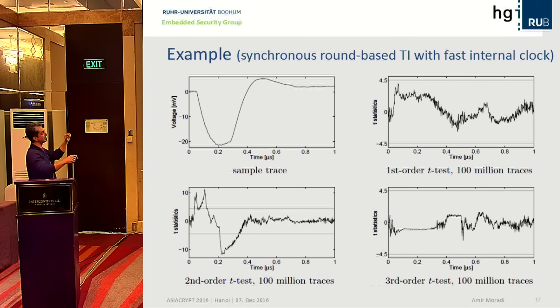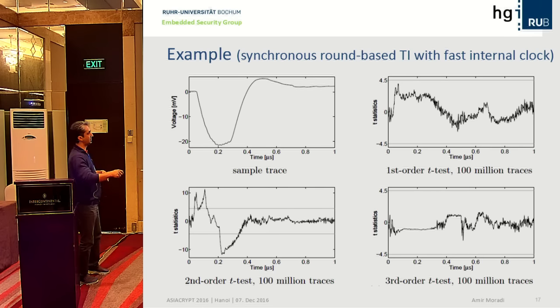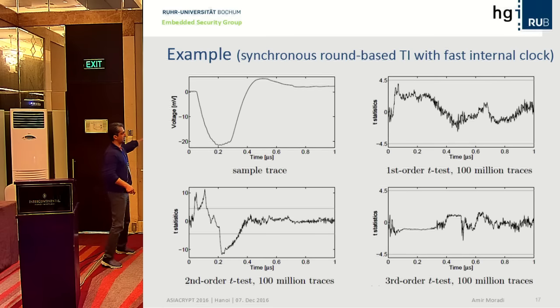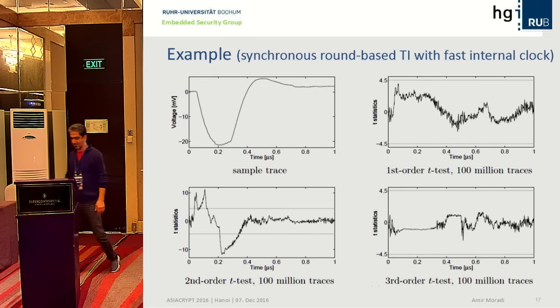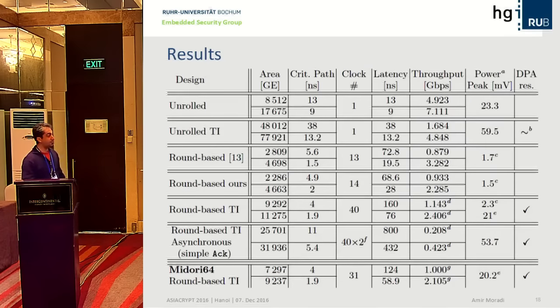This is, for instance, the synchronous round-based TI with a fast internal clock. Again, you see here small clocks which are generated by the internal oscillator, and this large peak is because a lot of clock cycles and a lot of rounds are running at the same time or after each other. And then the problem that we have seen with the asynchronous circuit is gone. We have the first order security, and the second order, as I said, should be expected. This time it is just a matter of chance that the third order leakage has not been seen. That was not the last slide, sorry.